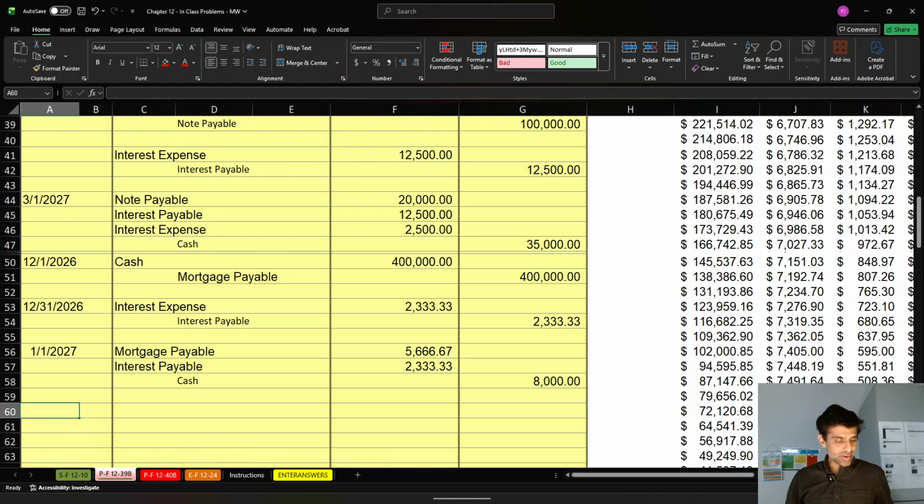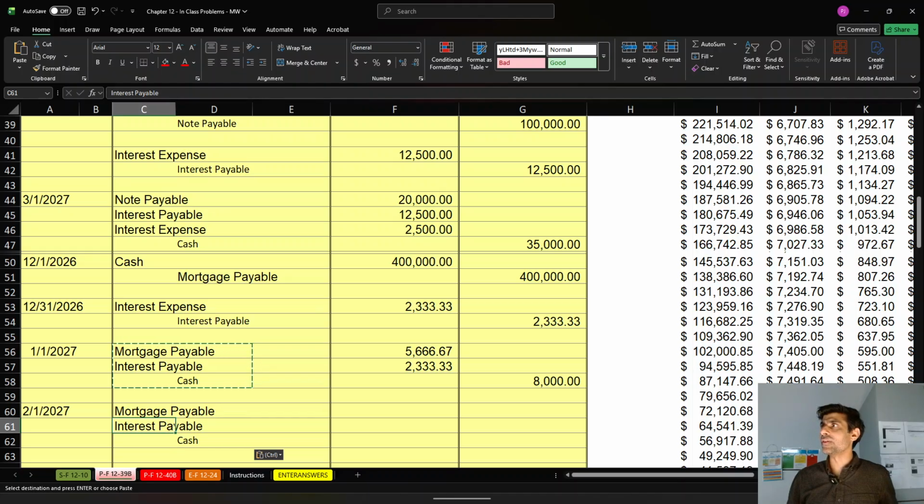The second payment on 2/1/2027, but it should be 2026 if we were being accurate. But let's just go with me. It's going to be actually almost the same as this. What is going to change? What account is going to be different here?